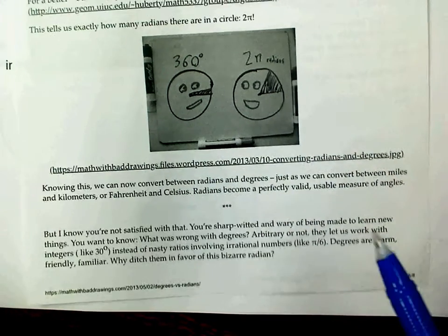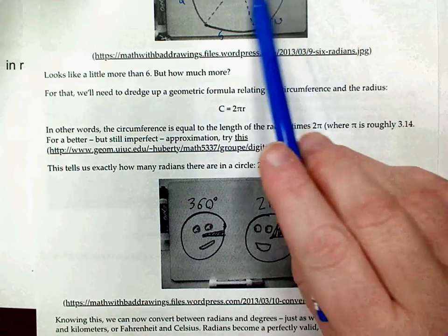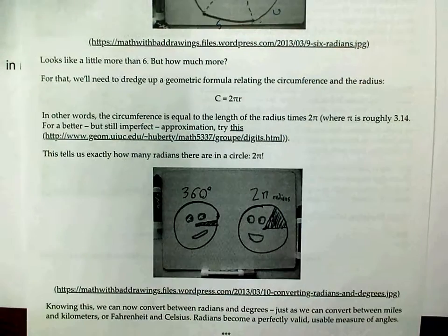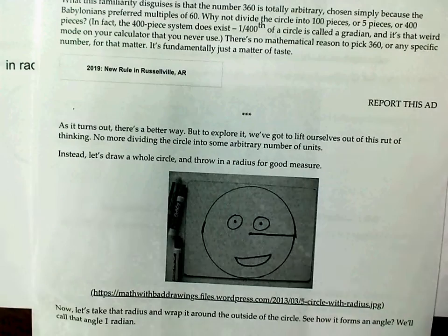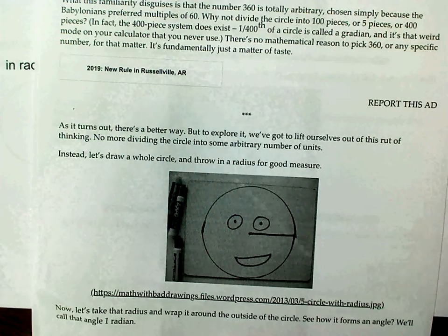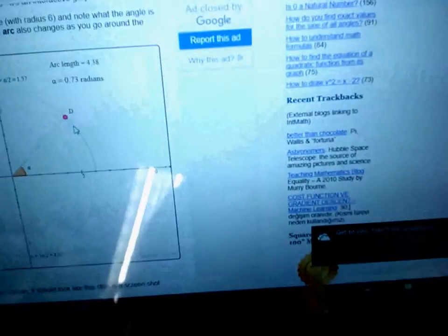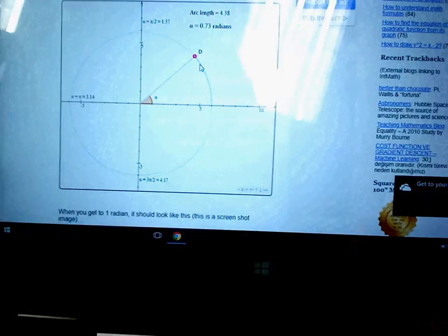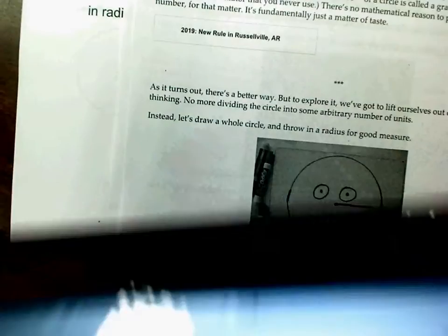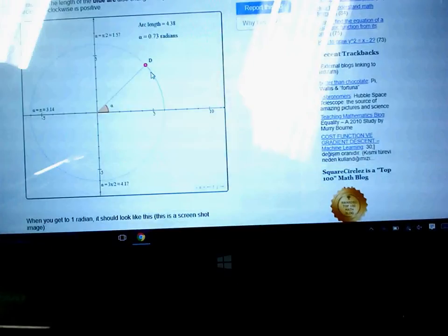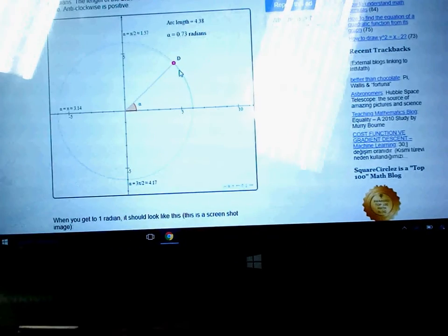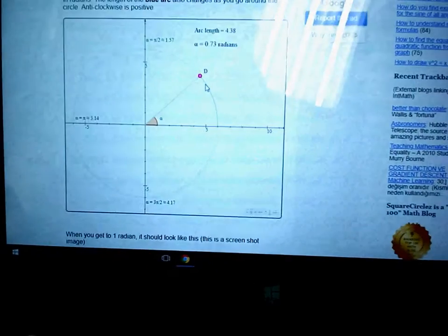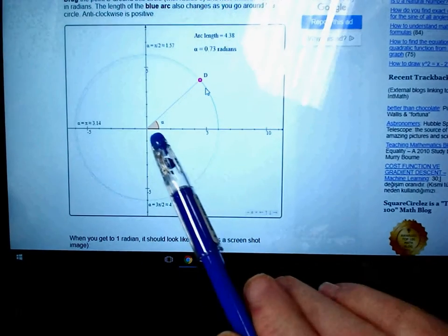It is based on the length of the radius. So I want to show you a little more clearly. Hopefully you can see this well enough. So we have a circle here, and you can tell the radius of this circle is 6.